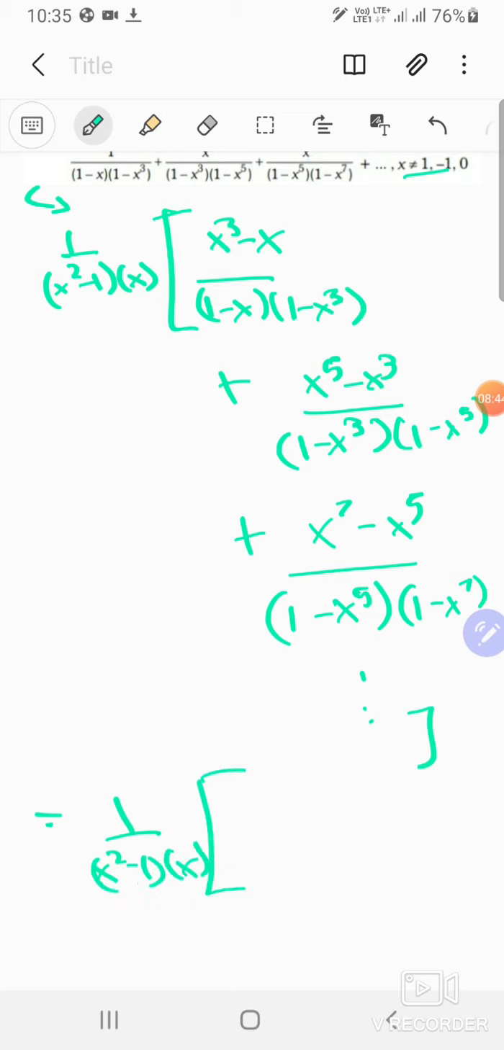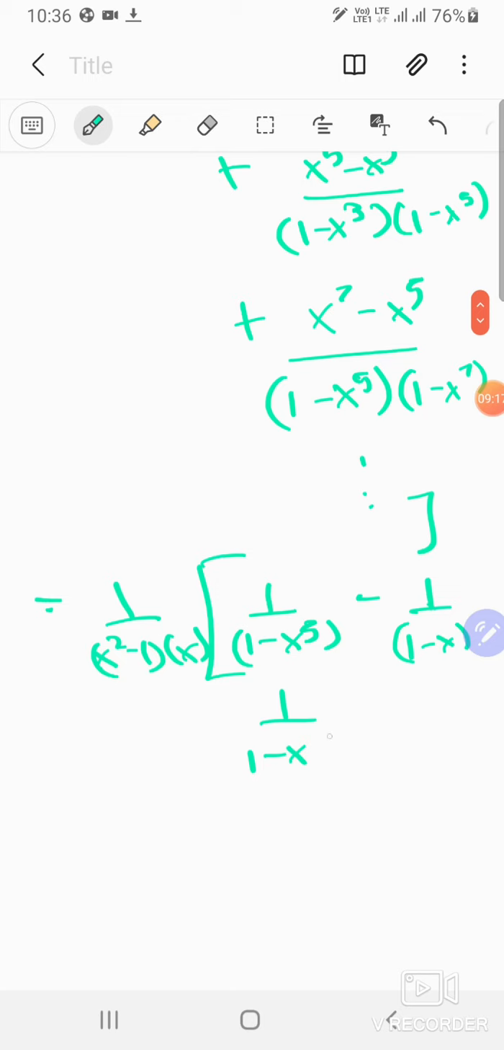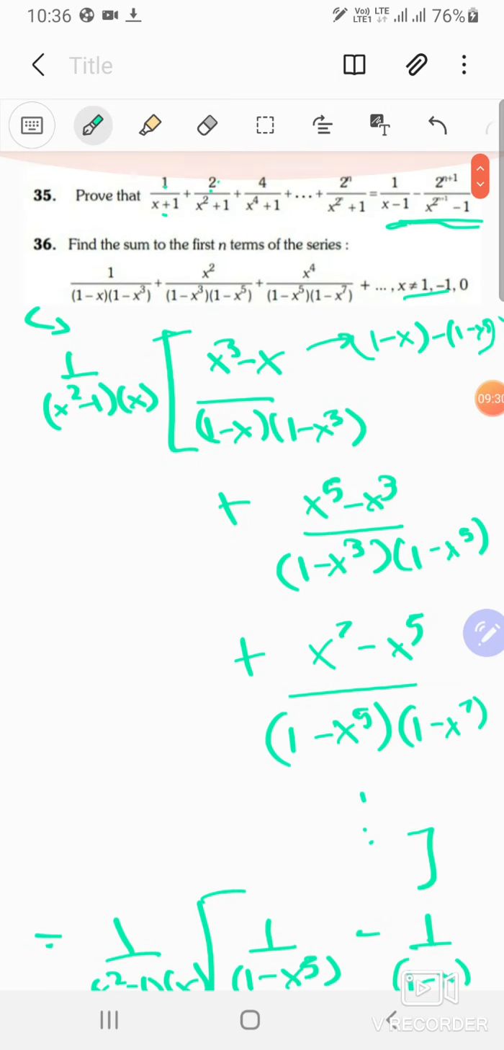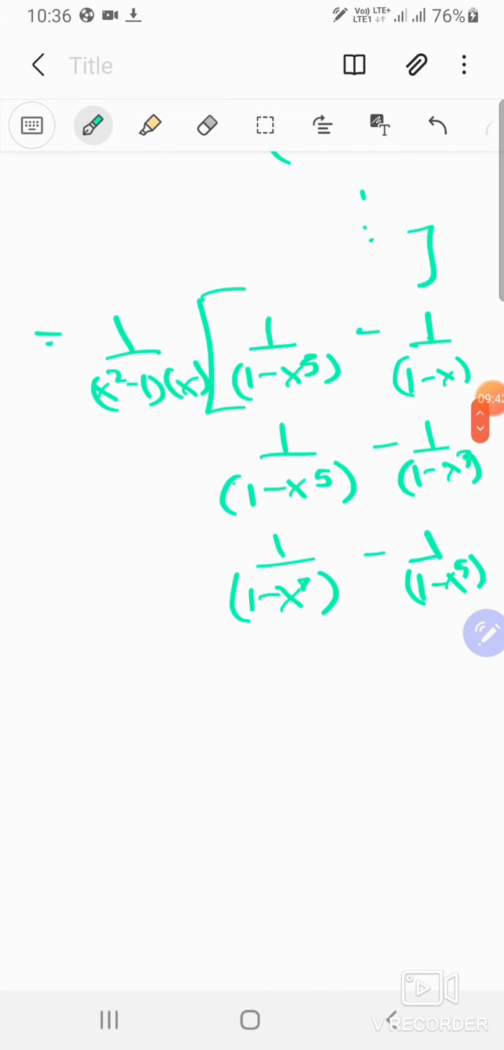For the first one, we can write x cubed minus x as (1 minus x) minus (1 minus x cubed). So when we break the fraction, what we get is 1 upon (1 minus x cubed) minus 1 upon (1 minus x). So it's the next term minus the previous term. Then you have 1 upon (1 minus x to the fifth) minus 1 upon (1 minus x cubed), then 1 upon (1 minus x to the seventh) minus 1 upon (1 minus x to the fifth). You can check that this is happening, because x to the fifth minus x cubed can be written as (1 minus x cubed) minus (1 minus x to the fifth). So it can be expanded like this, and similarly the next term can be expanded like this.